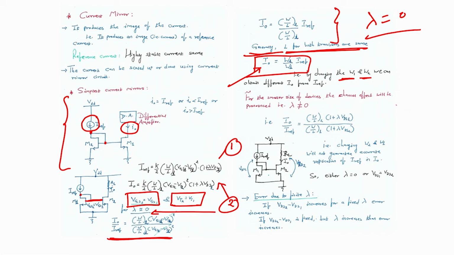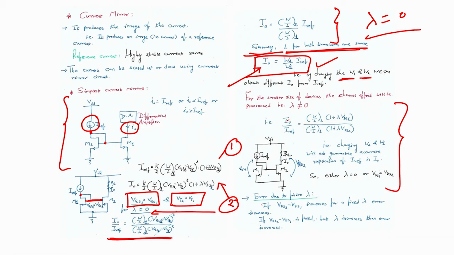Let us see, in this simplest mirror circuit, if I want IO by I reference equals W2 by W1 into I reference, either I can have lambda equals 0 or I can have VDS1 equals VDS2. Then only I can have this gone, and I have this formula, IO by I reference equals W by L by W by L. If L is constant, IO equals W2 by W1 into I reference. But if my lambda is not equal to 0 and my VDS1 is not equal to VDS2, then there will be a problem, and let us see the problems.